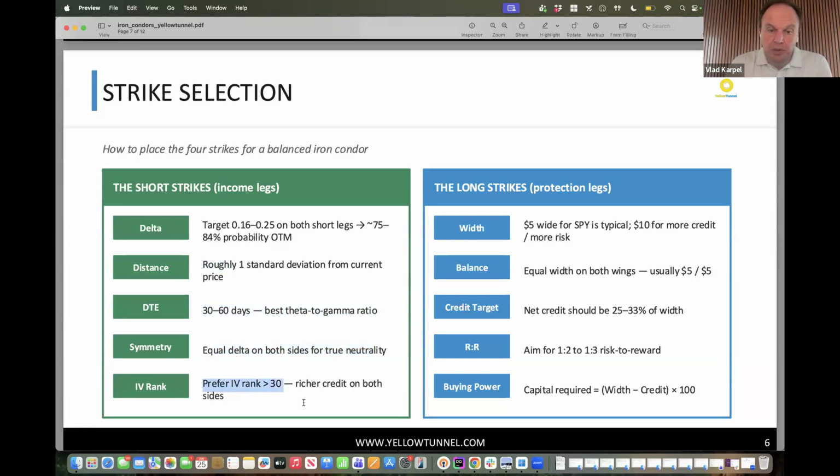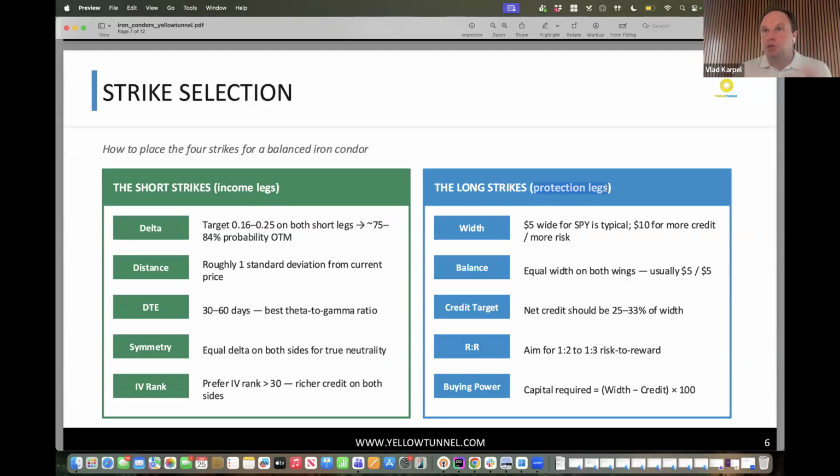IV rank: you want to have enough premium to justify the risk taken, but you also don't want to trade if you expect volatility to pick up. So IV rank greater than 30 makes sense. Otherwise, if you're not collecting 30% of the width of the strike on a $5 spread, and you're only collecting, let's say, 50 cents, a lot of people say this might not make sense. Your probability of making money is going to increase, but return on capital is going to decrease, and one bad trade can wipe out multiple good trades.